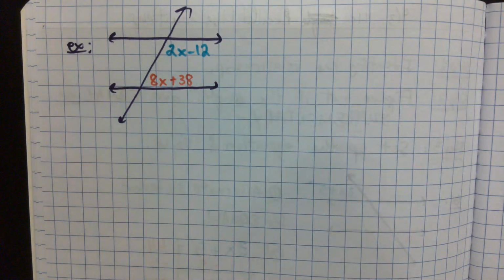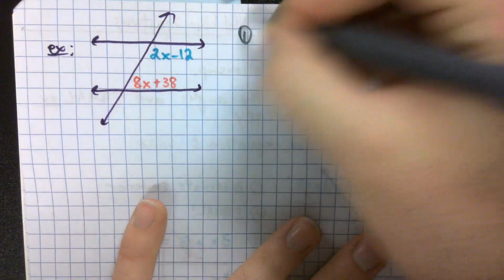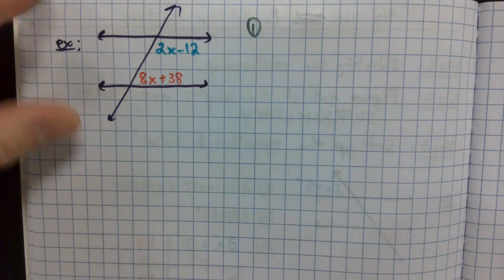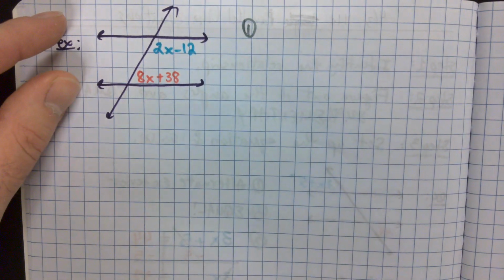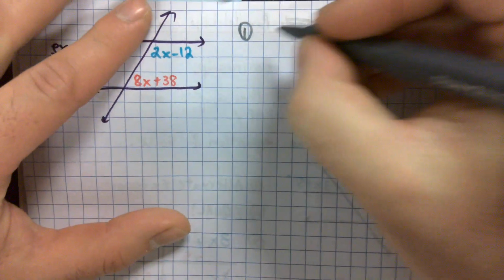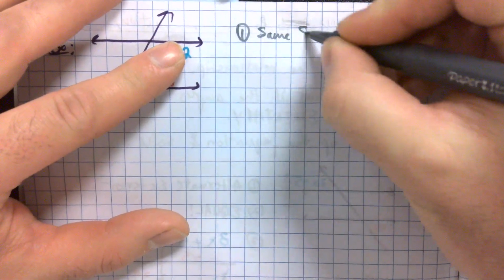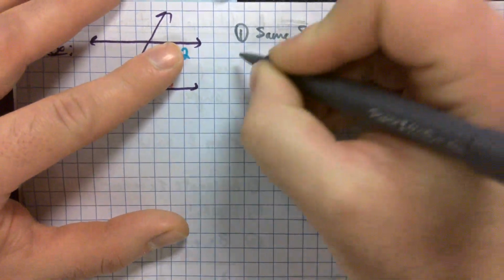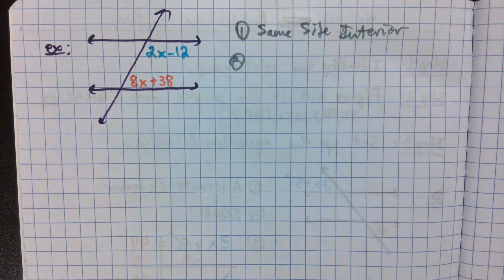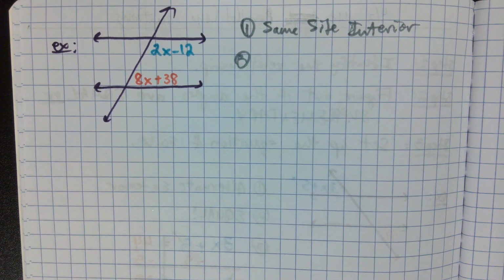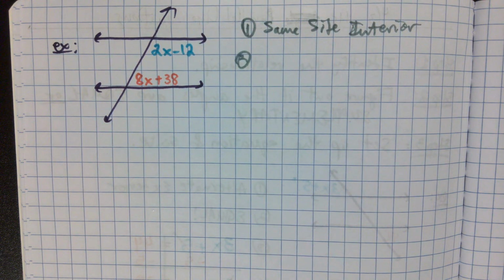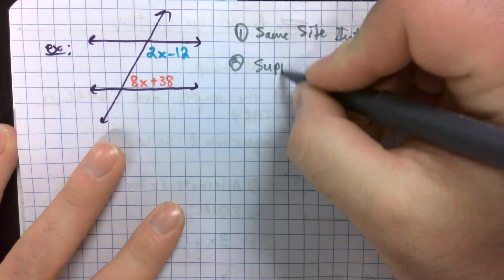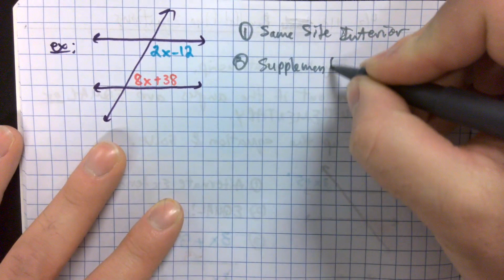Let's go through our steps. What relationship is this? Well, are these on the interior or the exterior? Interior. Are they on the same side or alternate sides? Same side. These are same side interior angles. Same side, same side, same side. Are those supplementary or equal? Supplementary. Same side interior, same side supplementary.